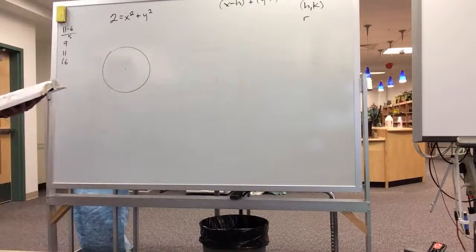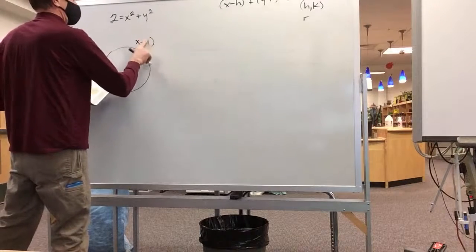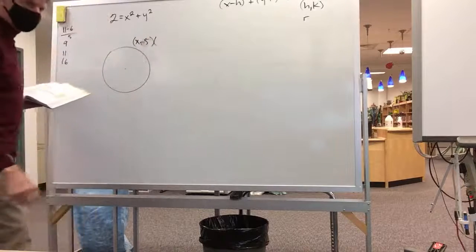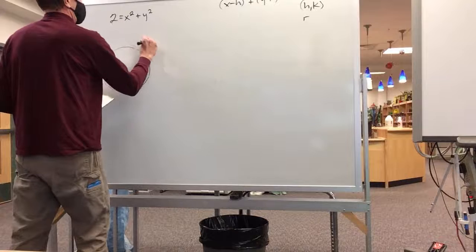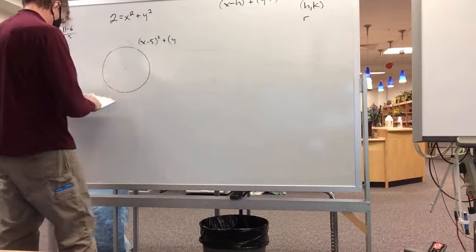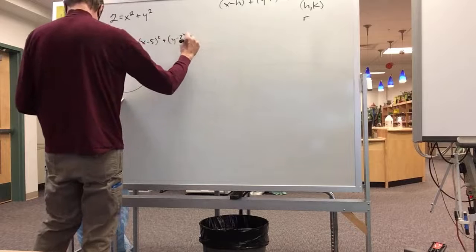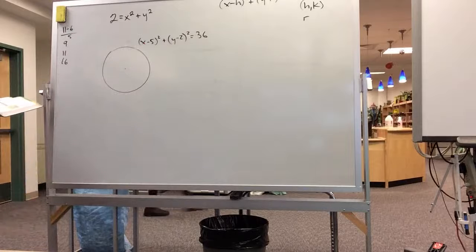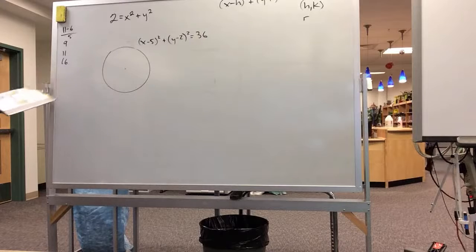So this one here, they have x minus 5 squared. What am I doing? Better start all over again. y minus 2 squared, and that's 36. Okay. So we need to find where x is equal to 1.